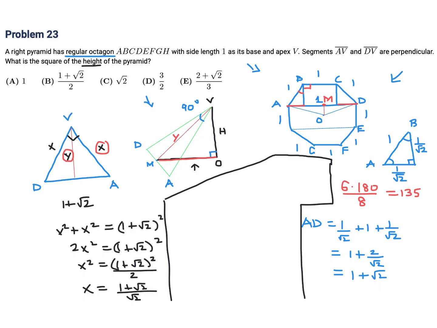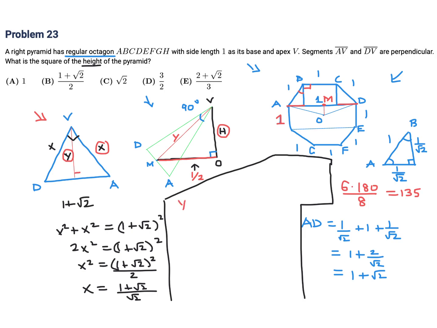O to M is just going to be half of this guy, so that's just a half. That's very helpful, a quick calculation. As soon as I get y, I can figure out this h with Pythagoras. So that's my next step, and I'll figure out y on this triangle.